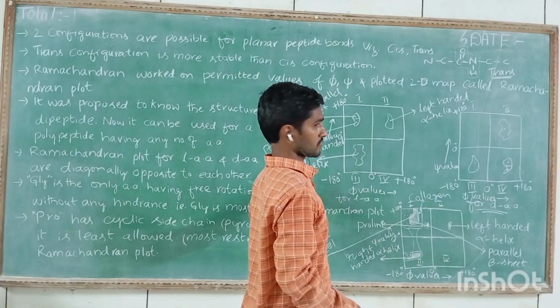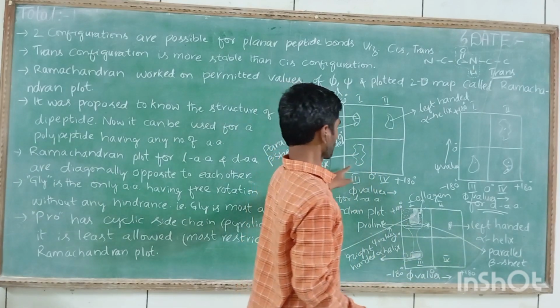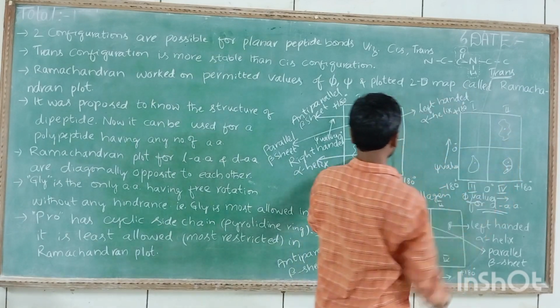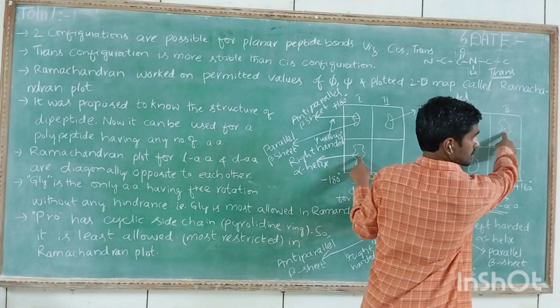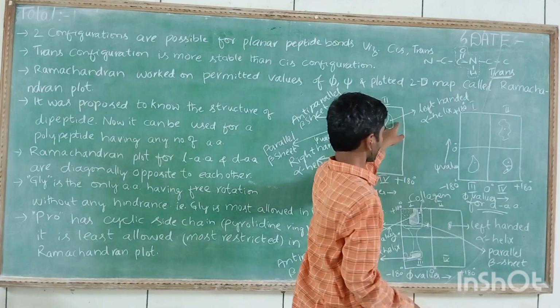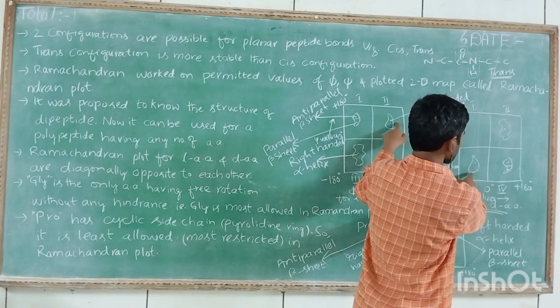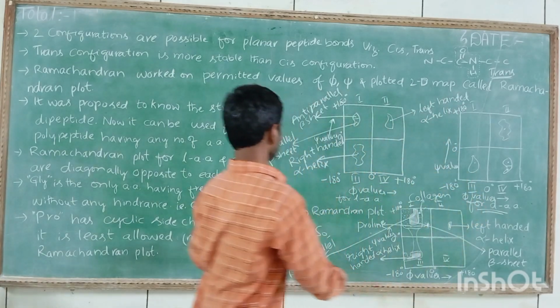So here we are showing right-handed alpha helices. They are diagonally opposite to each other, meaning this one and this one are diagonally opposite. This is for right-handed alpha helices. Then this is for left-handed alpha helices. Here in this case it is diagonally opposite, which means it is for left-handed alpha helices.